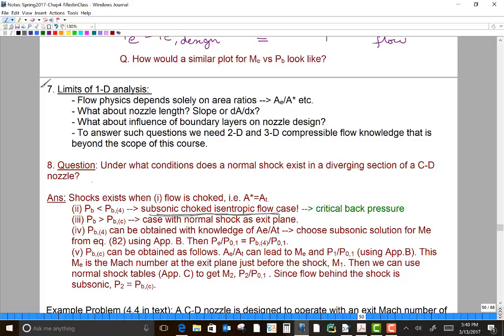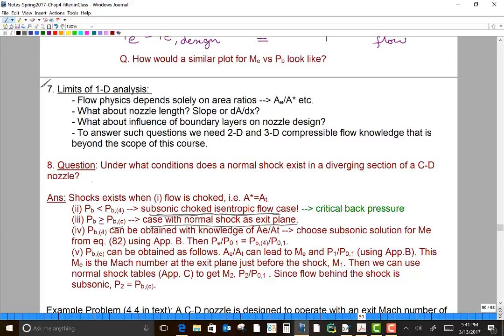pressure should be greater than PBC, which is the case when the normal shock appears at the exit plane. Okay, so here in fact it should be greater than or equal to, right? Because when PB equals PBC, it represents a situation where normal shock exists in the diverging section of the nozzle. So PB should be greater than or equal to PBC, which is the case with normal shock at the exit plane. Okay, and I'll tell you how to compute these two values for a given nozzle.